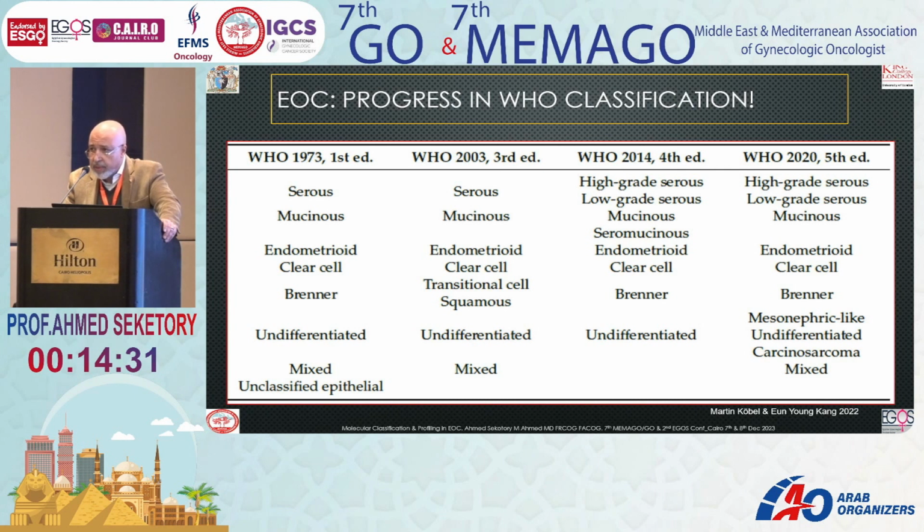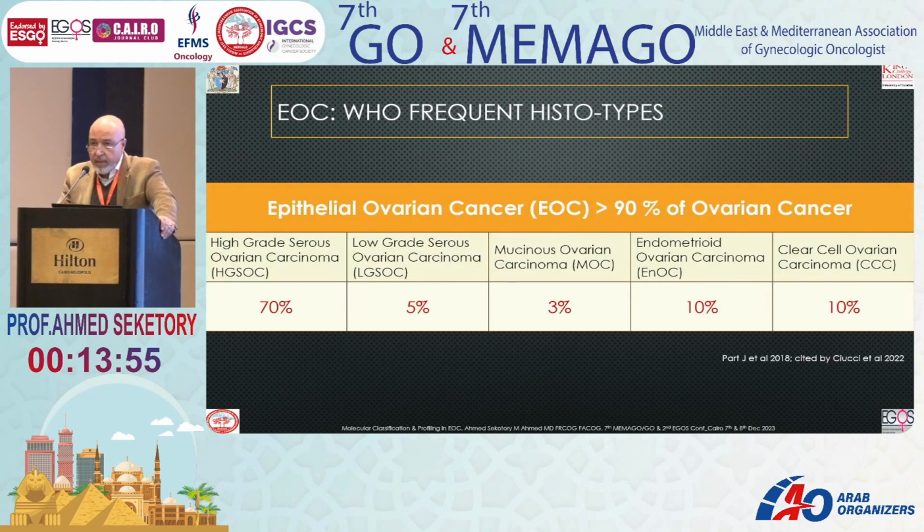Well, the WHO is keeping pace with changes in the histological classification of ovarian cancer. And you see now in the latest WHO classification, the different histotypes are embedded in the classification, like high-grade serous, low-grade serous, mucinous, endometrioid. So the knowledge of the different histotypes has been acknowledged by the international societies and the international authorities that provide guidance for physicians across the world.